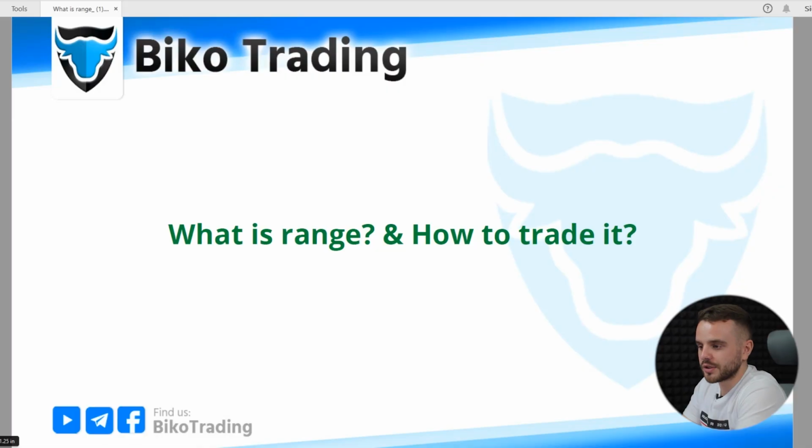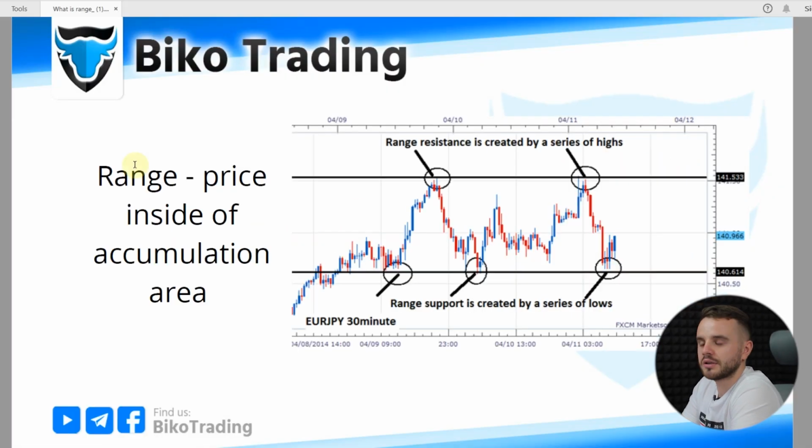Let's go. What is range and how to trade it? Range, it is when price is inside, in the middle of some move. Example for you on this chart, it's an example of a range. But there are a lot of different types of ranges. I will show you 2 of them and you will know how to trade them. Take a look at this example.